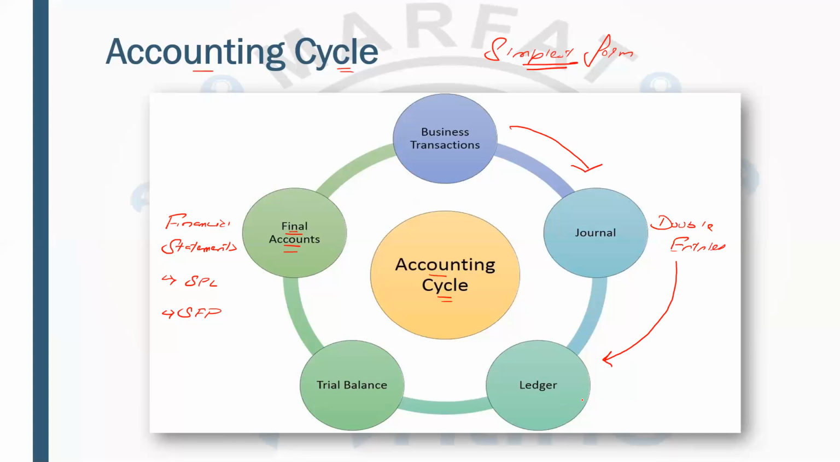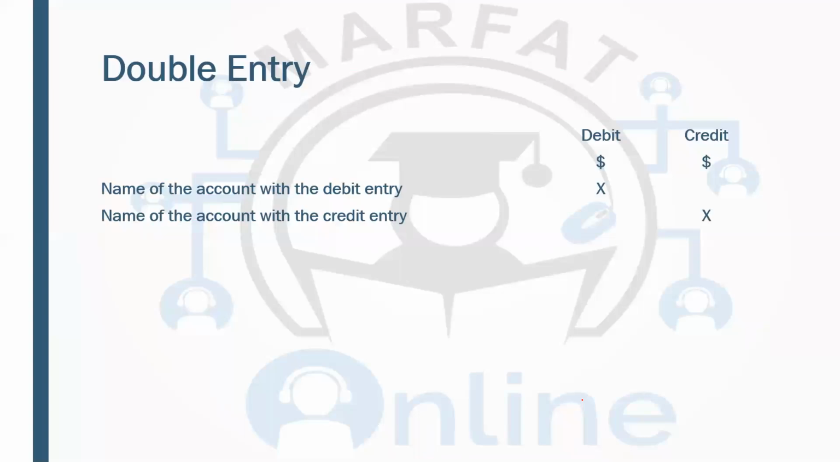So there's a business transaction. First of all, you make a double entry from it. Then you put that double entry into a ledger, and then you make a trial balance, and finally the financial statements are prepared. Now this is the double entry right in front of you.